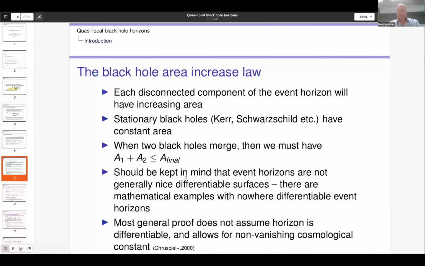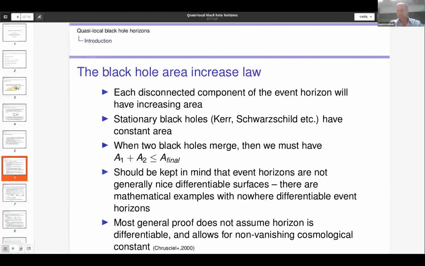Let me first talk about the area increase law from an observational setting, and we'll talk about binary black hole mergers here. Imagine two black holes which merge and make one final black hole. The whole event horizon is just one surface, of course, but each disconnected component will also have increasing area, so the same argument as before goes through. So when the two black holes merge, the area of the final black hole, A final, must be bigger than the sum of the two initial areas at any earlier time.